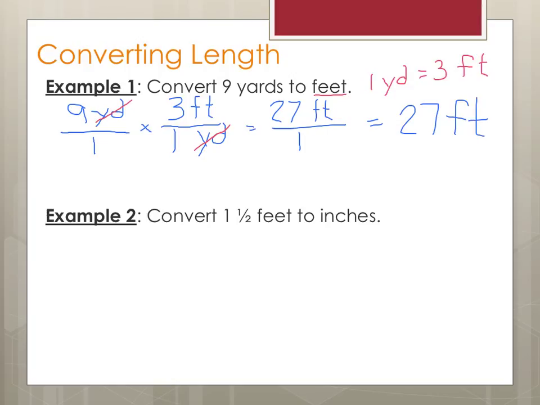Now let's look at this second example with mixed numbers. There's two different ways to do this. We're going to convert 1.5 feet to inches. Okay, so remember our conversion factor? We know that 1 foot equals 12 inches.